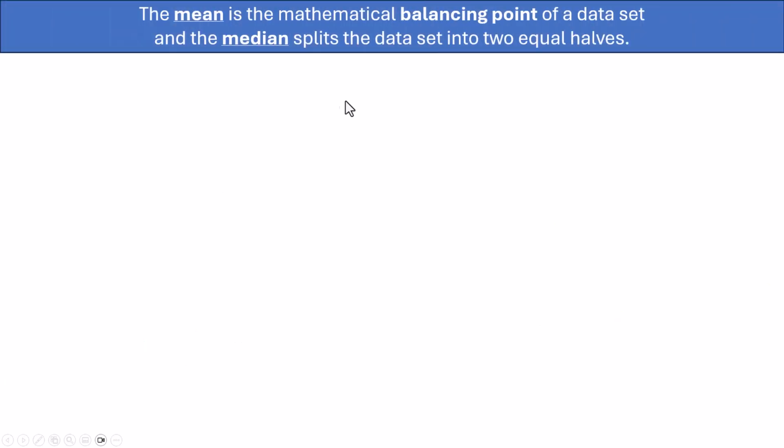We say that the mean is the mathematical balancing point of a dataset, and the median splits the data set into two equal halves. Both of these values represent the center of a dataset, but in a slightly different way.